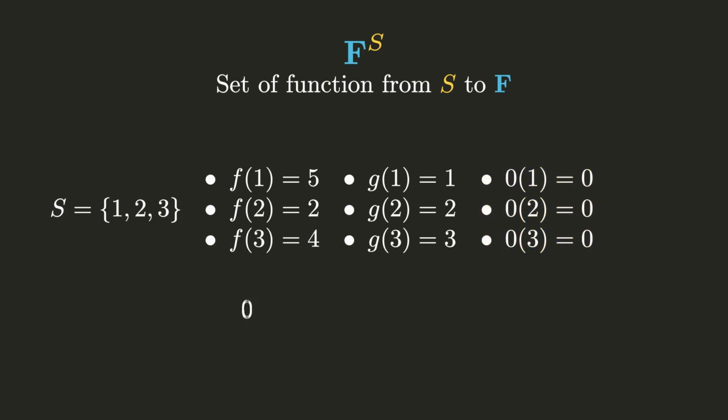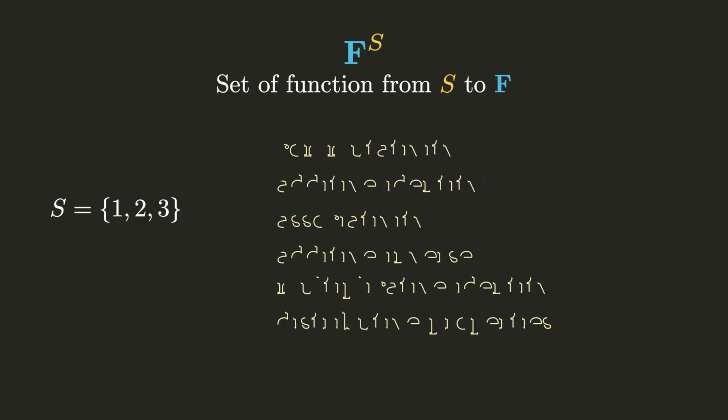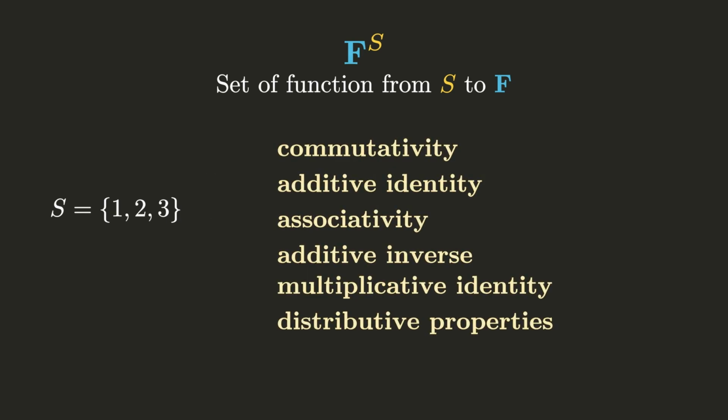Notice that h is the additive identity, because adding either f or g or any other function to h gives us the original function. So additive identity does hold for F to the S. Let's also check commutativity. Some simple calculation reveals that f plus g indeed equals g plus f, so commutativity does hold. We've looked at 2 of the conditions for a valid vector space. Feel free to check the other 4.